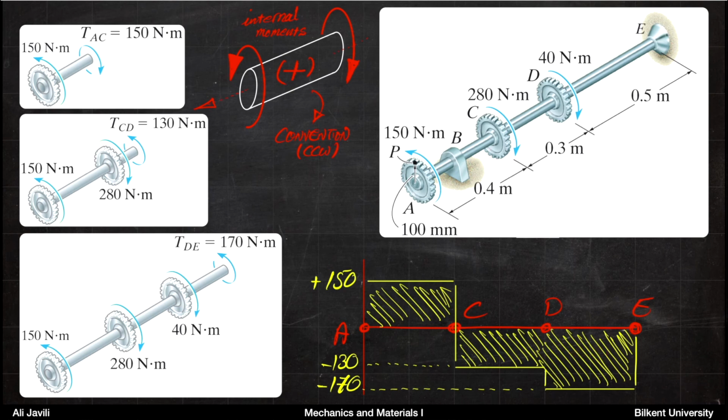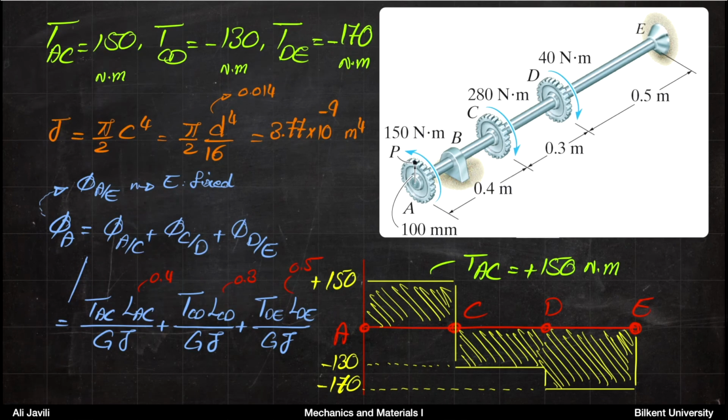Obviously, you could have done this also from the other end, but I will not do that. But anyway, you now have the distribution of torques, and that is possibly the most important part of this question. And if you get that right, the next step is fairly standard, because what you can do now is to use this graph. So you know from A to C is plus 150 Newton meter, C to D minus 130, D to E minus 170 Newton meter.